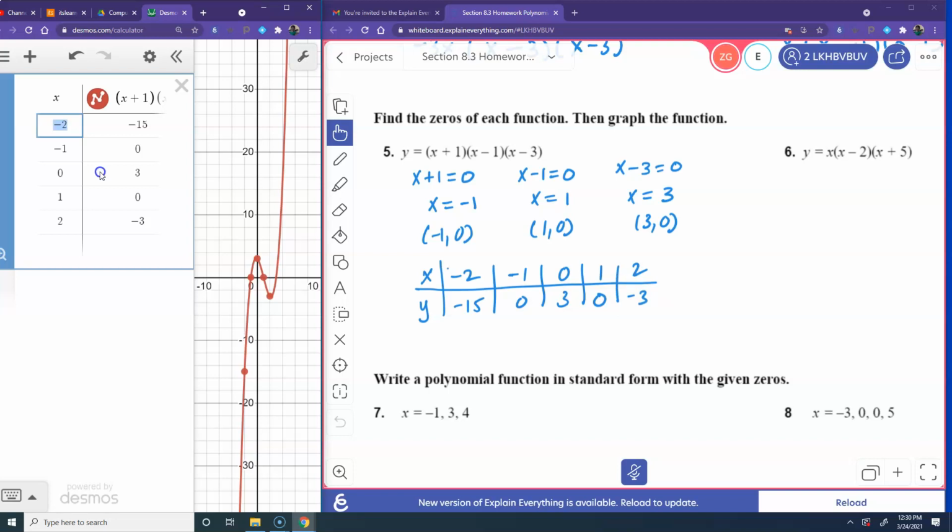And so on your graph, you're going to go ahead and graph that and show me that. I'm showing you Desmos, but on your own paper, you should have a graph. You should be able to do that on your paper. So we have x plus 1. I want to make sure I have it correct.